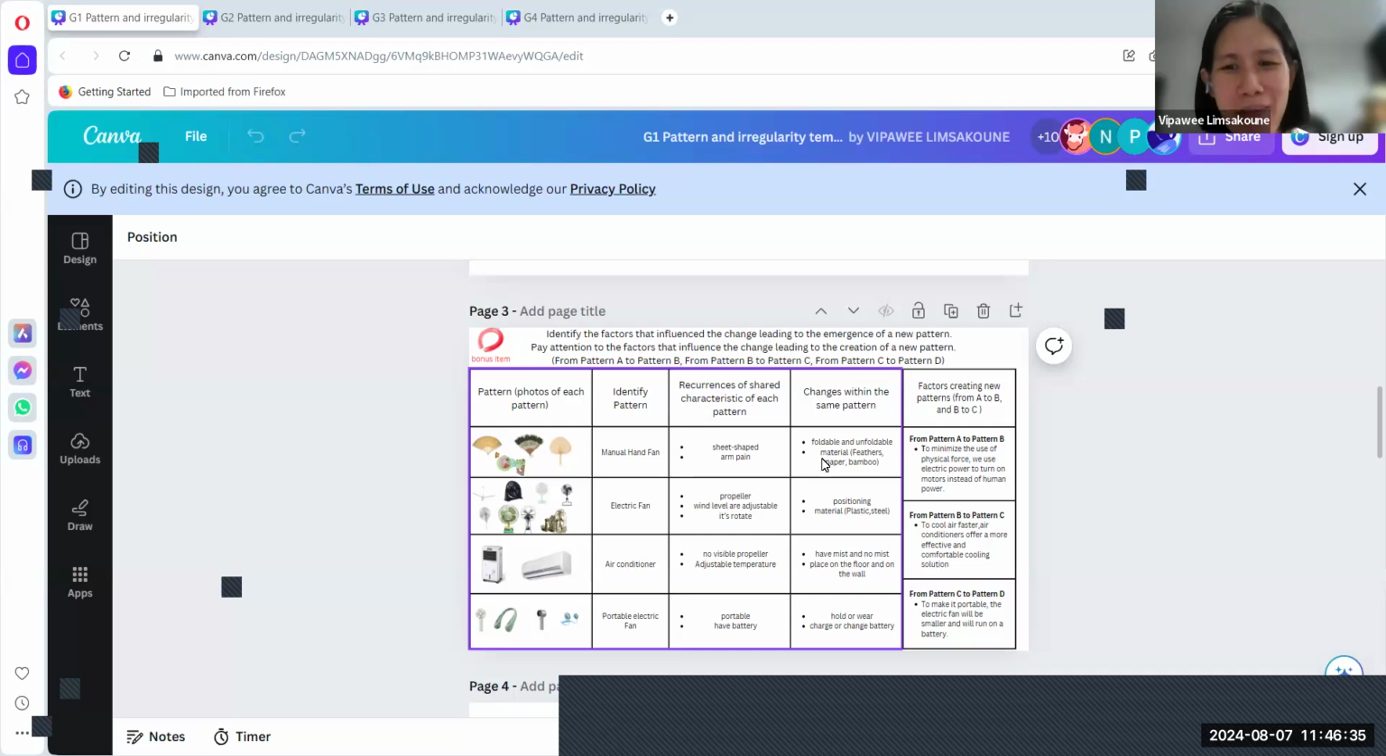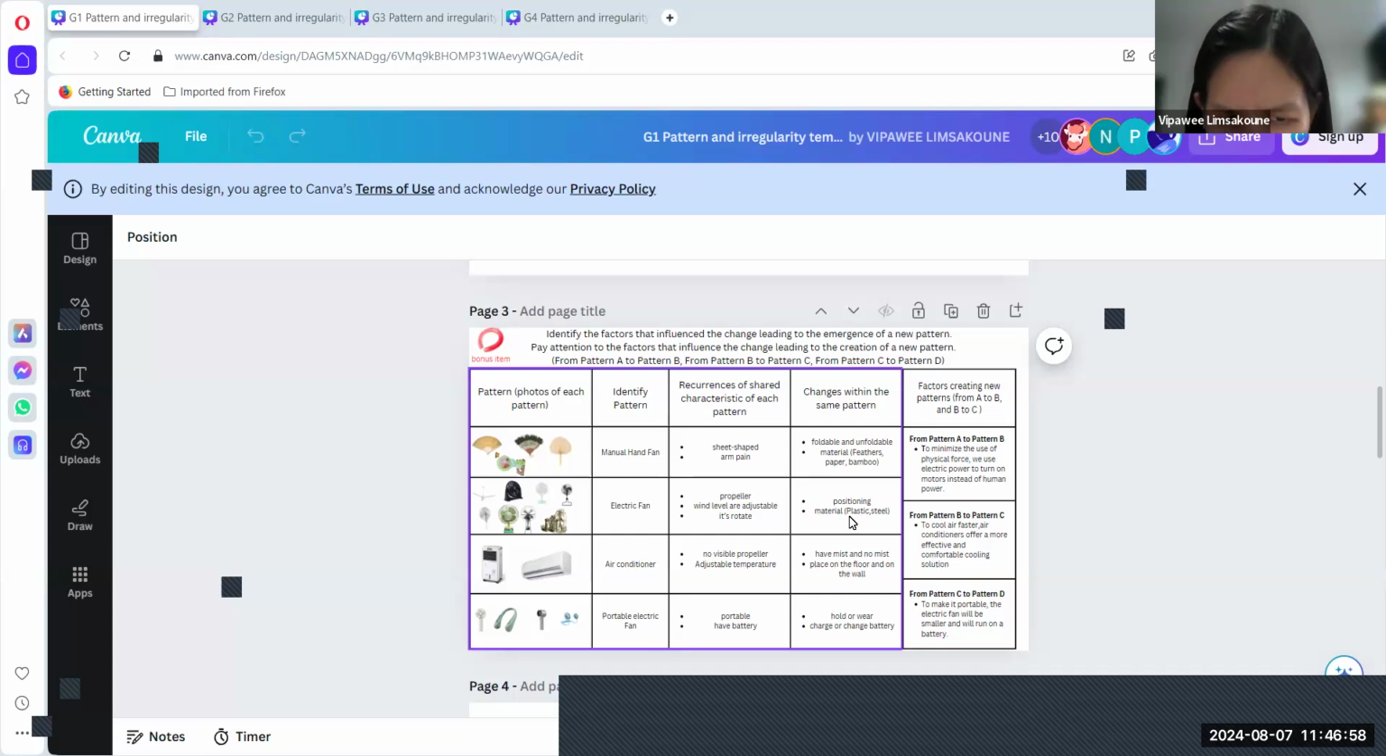The change within the same pattern, they mentioned, is that it is either foldable or unfoldable. Okay. The material could be different. Some people use feather, some people use paper, some people use bamboo, right? They like sewing it. Okay, that's a great observation.